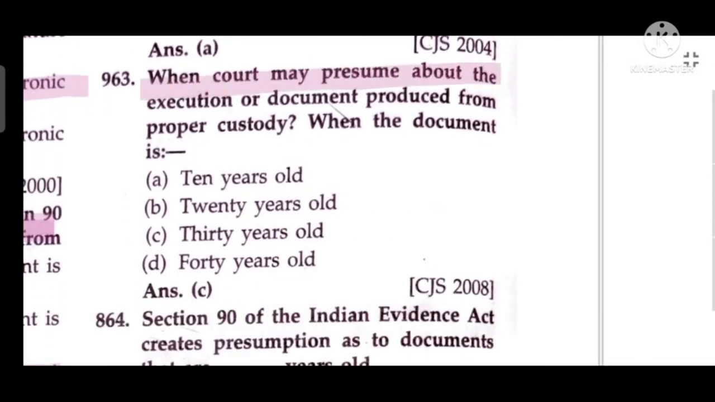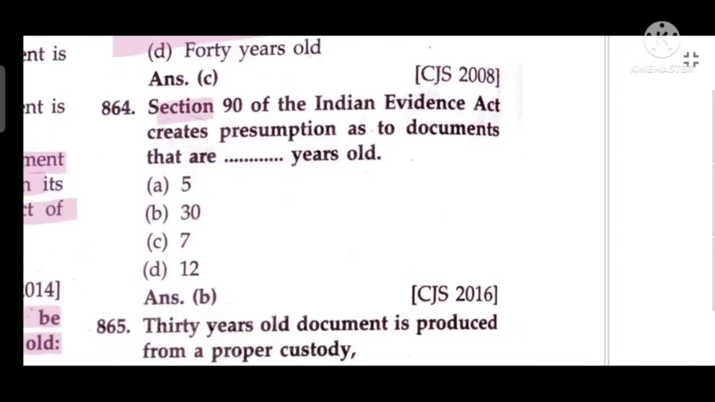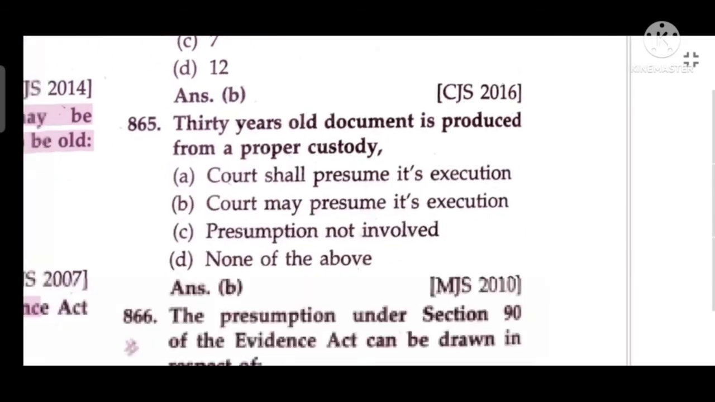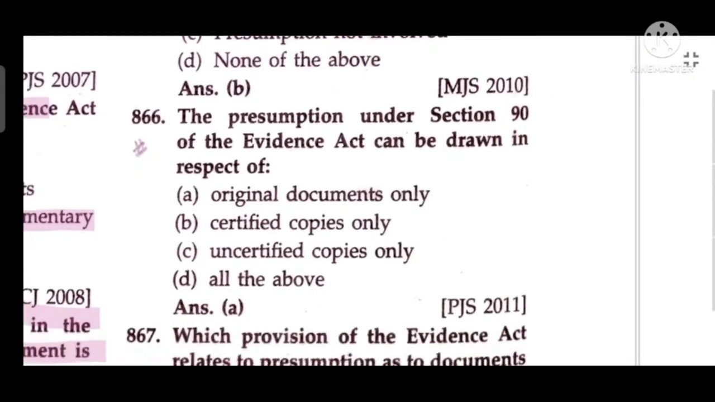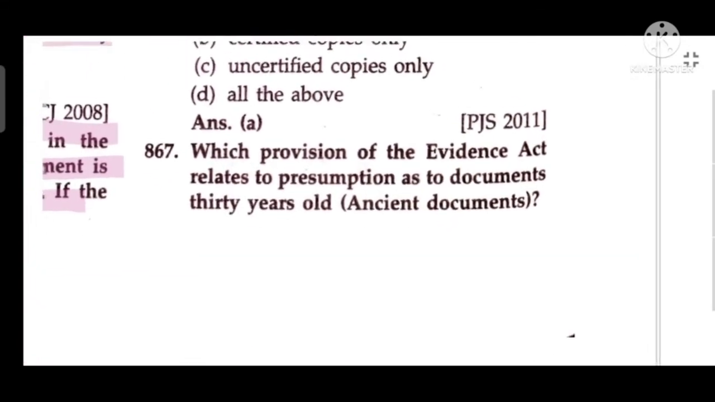When may the court presume the execution of a document produced from proper custody? When the document is 30 years old. Section 90 of the Indian Evidence Act deals with the presumption as to documents 30 years old. If a 30-year-old document is produced from proper custody, the court may presume its execution. The presumption under Section 90 of the Indian Evidence Act can be drawn in respect of the original document only.